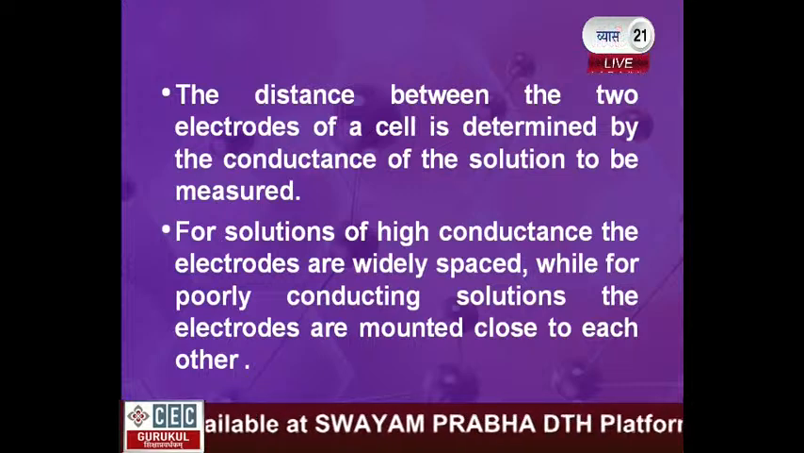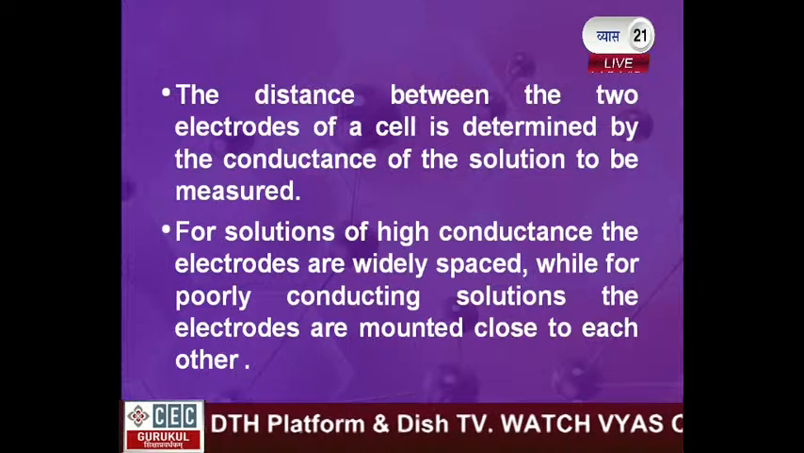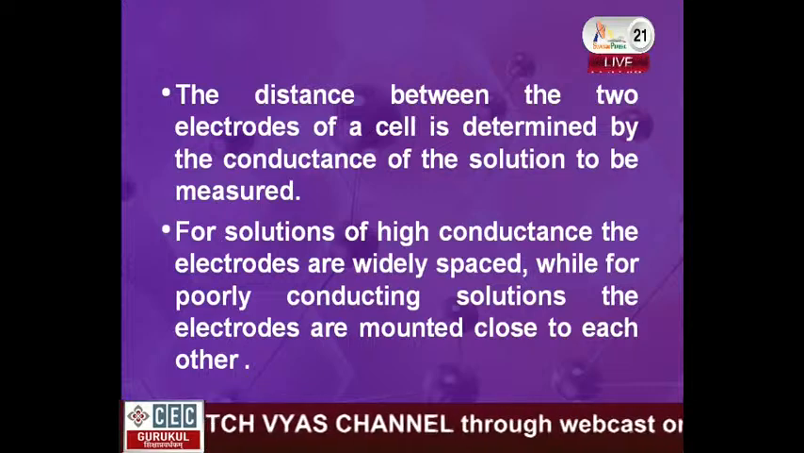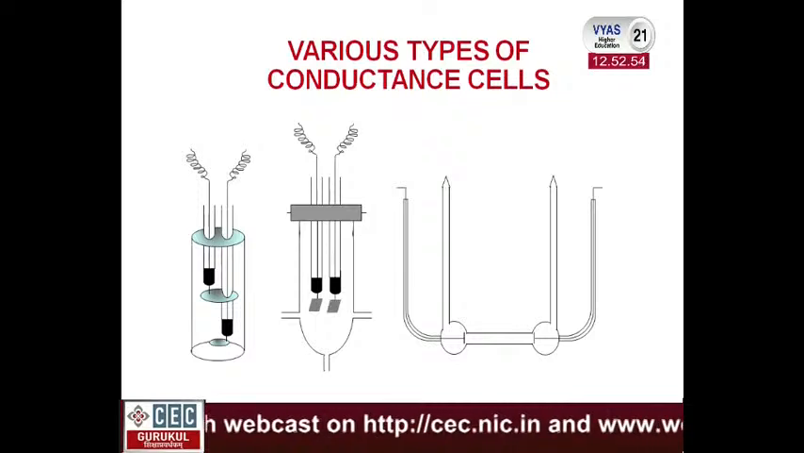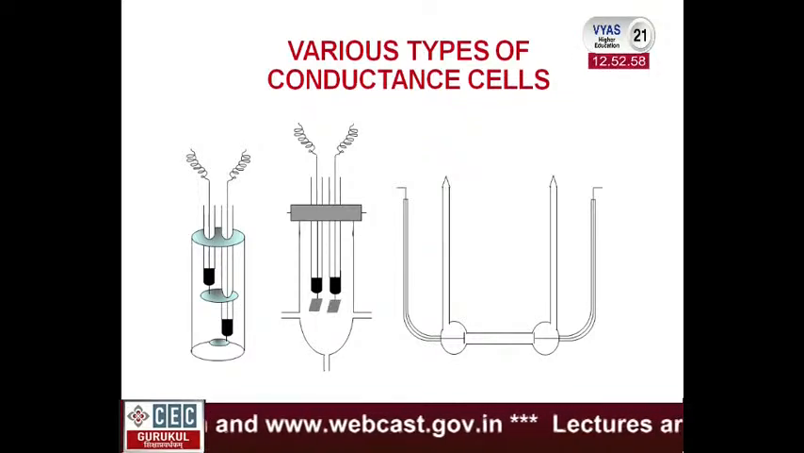For solutions of high conductance, the electrodes are widely spaced, while for poorly conducting solutions, the electrodes are mounted close to each other. These are the different types of electrolytic cells which are used.